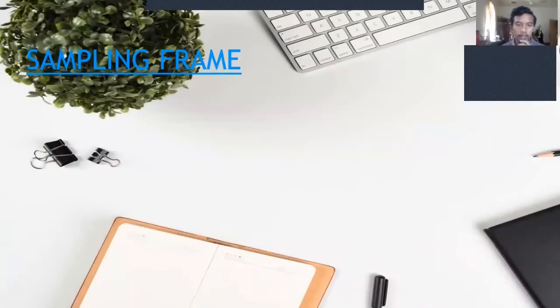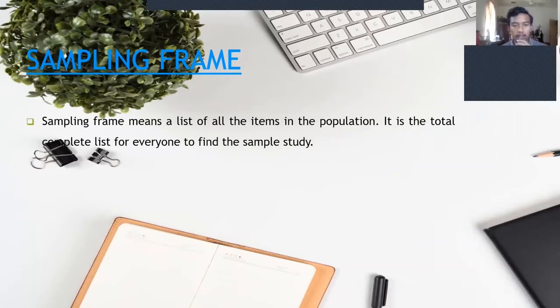My name is Ahmad Zakhir Zailan. Now I'm going to explain to you about the sampling frame, the sampling technique, and why I chose this sampling technique. Okay, the first one is the sampling frame. Sampling frame means a list of all the items in the population. It is the total complete list of everyone used to find the sample for the study.